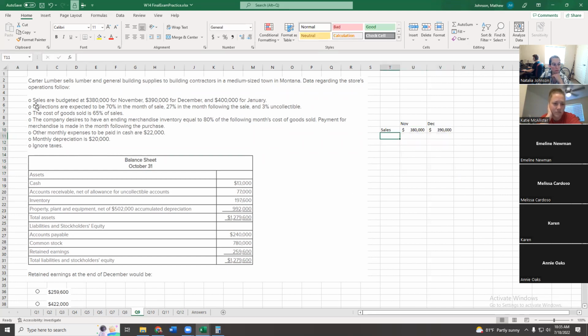Okay, so when they say collections are expected to be 70%, this is not important for the income statement. It's only for like the collections budget, except when there's an uncollectible, and that's called bad debt. Oh, but first we're gonna find cost of goods sold. Cost of goods sold, 65% of sales. So now we can find the gross margin.